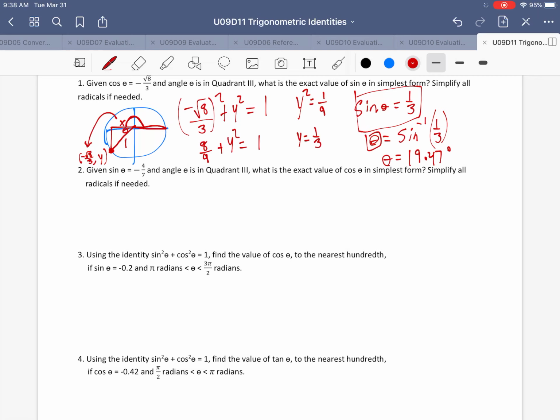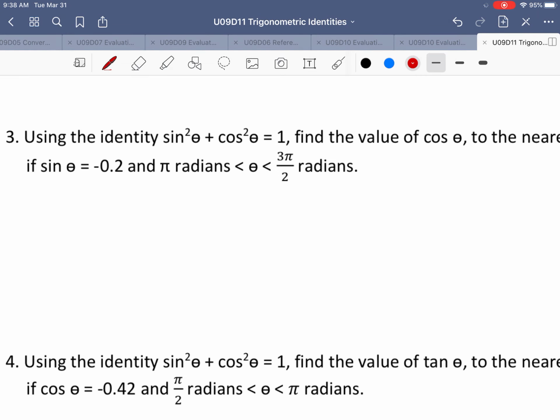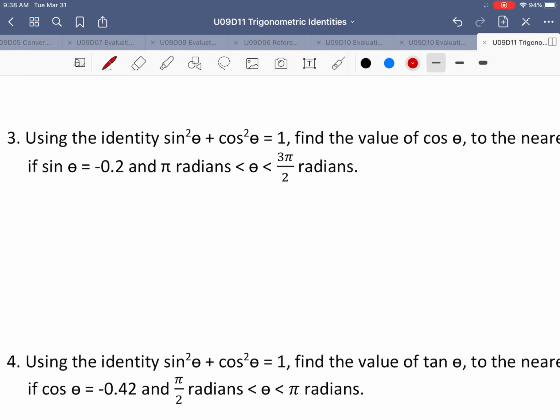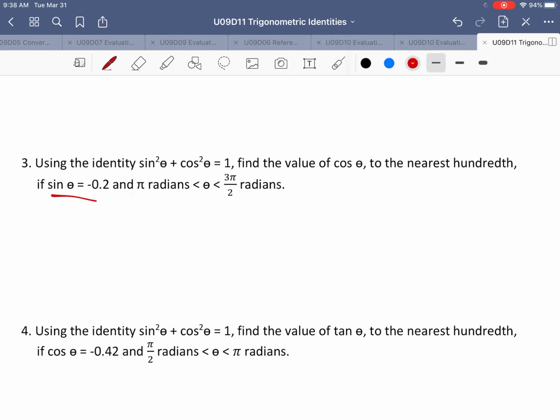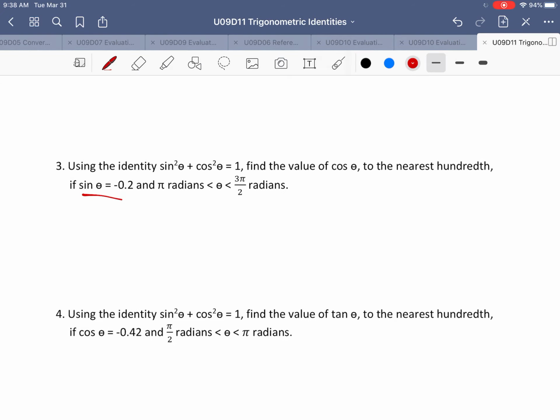Moving on to problem 3 here. It says, using the identity sine squared theta plus cosine squared theta equals 1, find the value of cosine squared theta if the value of sine theta is negative 0.2. Round our answer to the nearest hundredth.